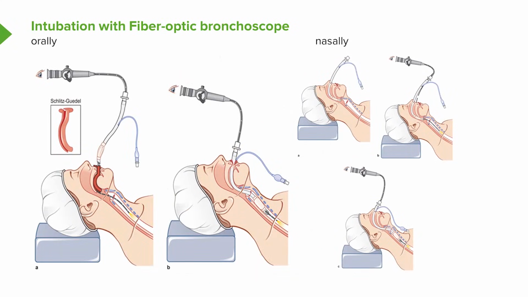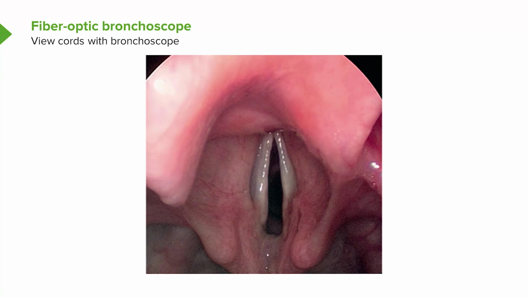So this is intubation using fiber-optic bronchoscope, both orally on the left side of the diagram and nasally on the right side of the diagram. And it basically just shows how the fiber-optic scope is passed down through the airway, and then the tube is slid down off the scope, keeping the scope in place until you've got the tube down off it and into the airway. And then you can remove the scope, check for position of the tube, and hopefully you'll be home free.